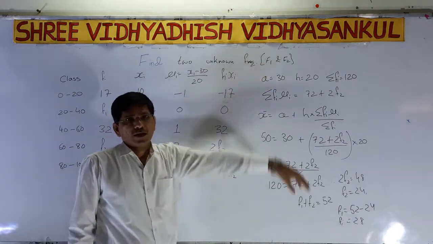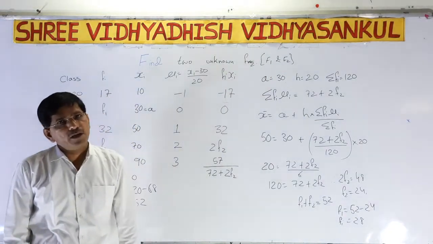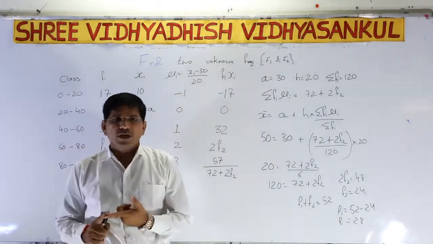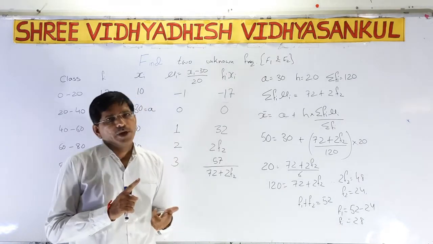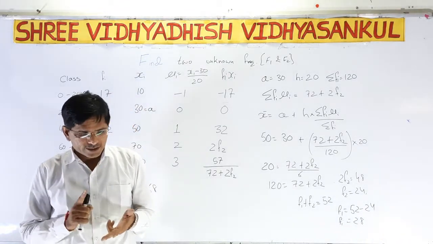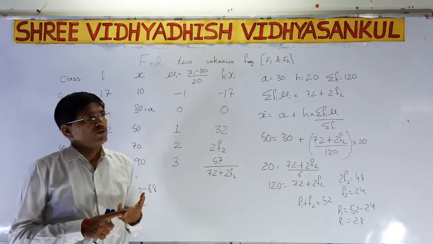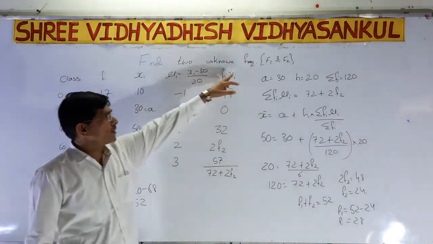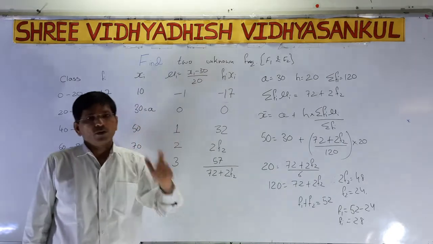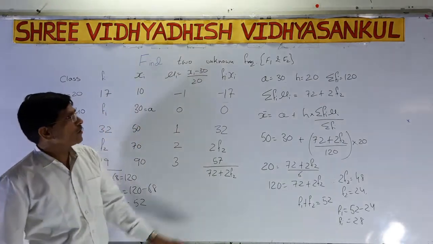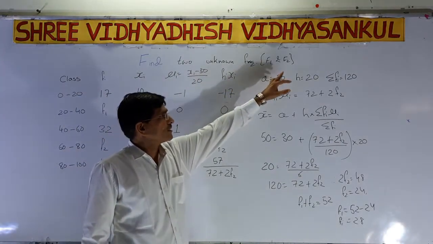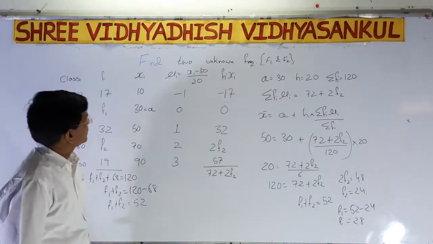Generally, in the last 4 lectures we have completed the mean. The direct method we have completed, the assumed mean method we have completed, and the step deviation mean also we have completed. But today we want to discuss two unknown frequencies. One unknown frequency lecture we have already completed. So today's topic is two unknown frequencies.